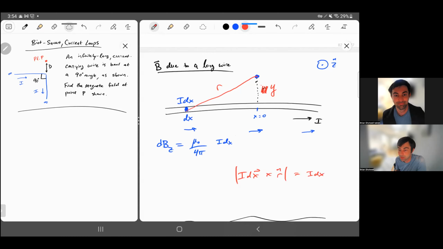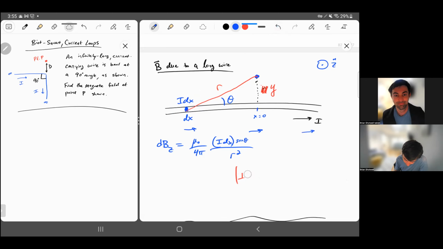The magnitude of the second piece, R hat, is just 1 by definition because it's a unit vector. But then we need to take the sine of the angle between them. So in this picture, we need to take I dx sine theta, where theta is as labeled in the diagram, and then this is divided by R squared, where it's this R right here. So that's what the Biot-Savart law is telling us for the contribution to the magnetic field due to this piece of current over here. The closer theta is to 90 degrees, the bigger the contribution is. So for a fixed width, the piece right here is going to have a bigger contribution than the piece right here, which makes sense.